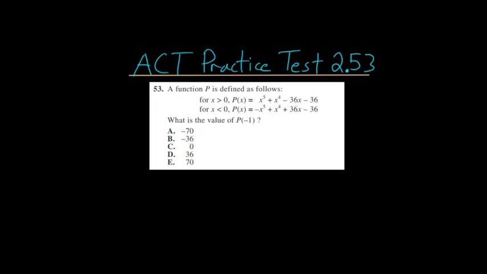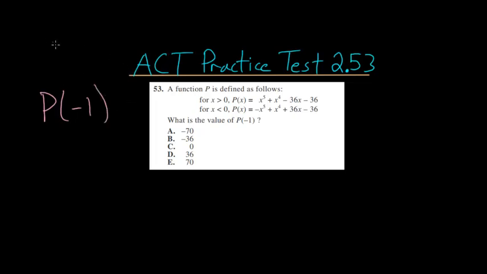For the 53rd problem on the second ACT practice test, a function p is defined as follows. For x greater than 0, p of x is equal to this equation here, though for x less than 0, p of x is equal to a slightly different equation here. What is the value of p of negative 1? So we have to figure out what p of negative 1 is.